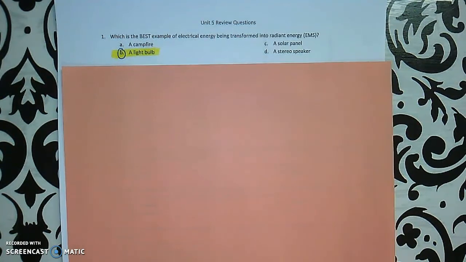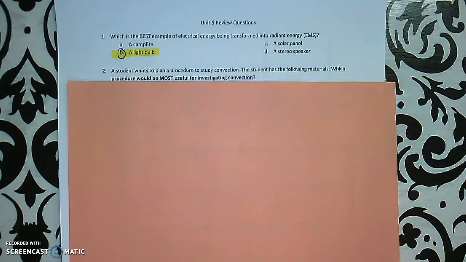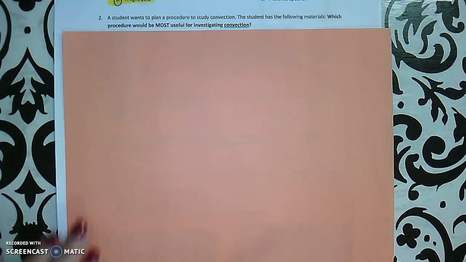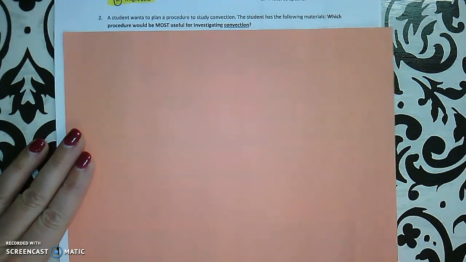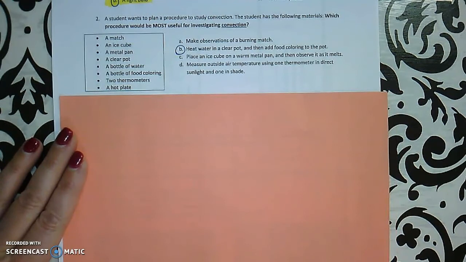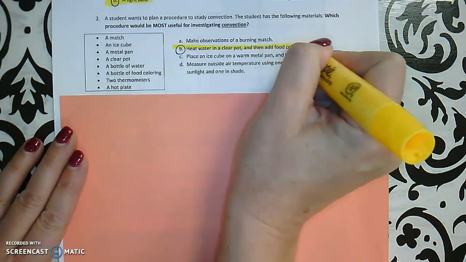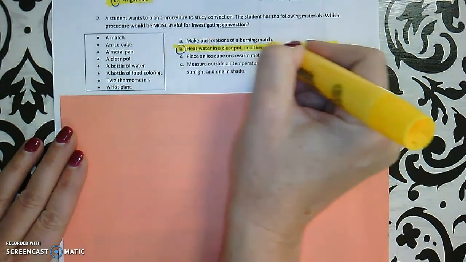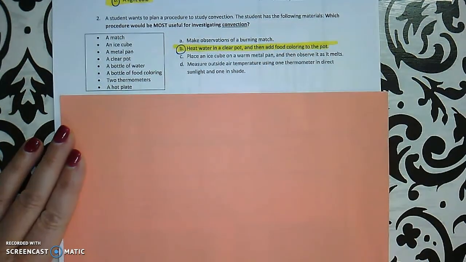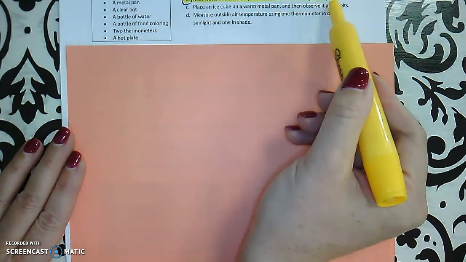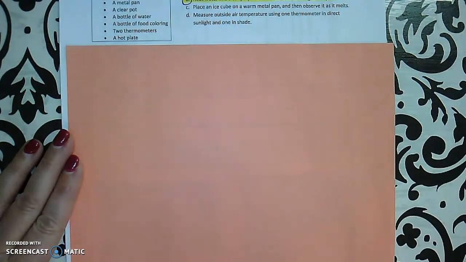Number 2, a student wants to plan a procedure to study convection. The student has the following materials. Which procedure would be most useful for investigating convection? So with these materials, we would select B. Heat water in a clear pot and then add food coloring to the pot.